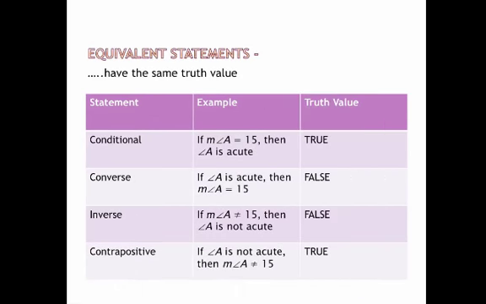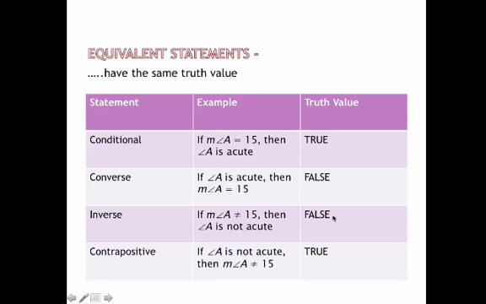All right, so let's look at an example of this. Our conditional would be: if the measure of angle A is 15, then angle A is acute. Well, that is true. The converse of that would be: if angle A is acute, then the measure of angle A is 15. Well, that's going to be false, because if A is acute, then it could also be 89, 87, all those different degrees below 90. An inverse, remember, is taking the conditional and negating both parts: if the measure of angle A is not 15 degrees, then angle A is not acute.